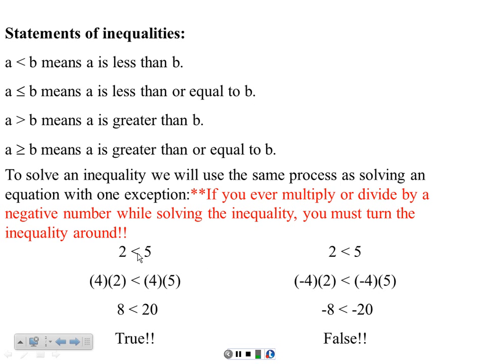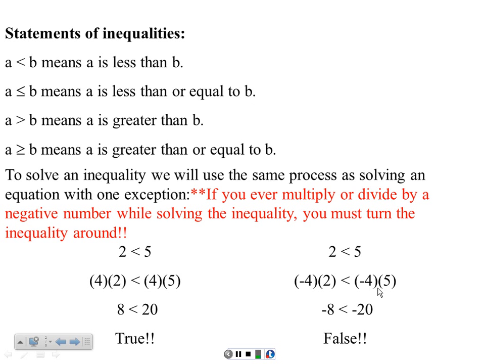If we have a true inequality statement, 2 is less than 5, and we multiply by a positive 4, we're going to get 8 is less than 20. And that's still a true statement. However, if we multiply this exact same inequality statement by a negative 4, look at what we get. We get negative 8 less than negative 20. Well, negative 8 is to the right of negative 20, so it's greater than.